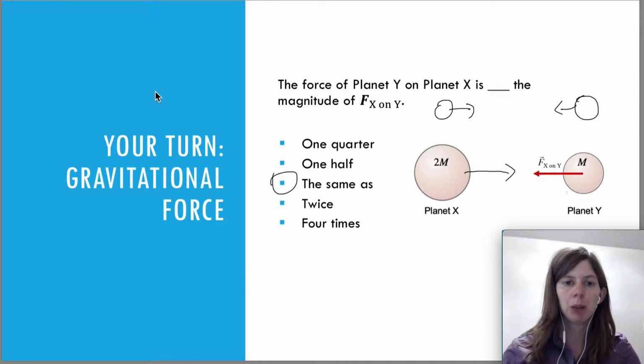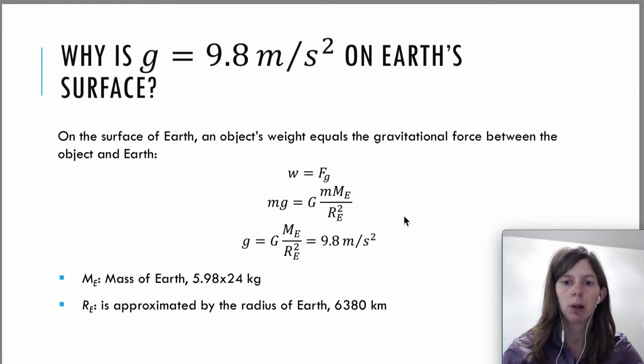So let's finish up this section here. I have one more thing to talk about. So now we can talk about little g. Why have we been using g as 9.8 when we're on the surface of the Earth?